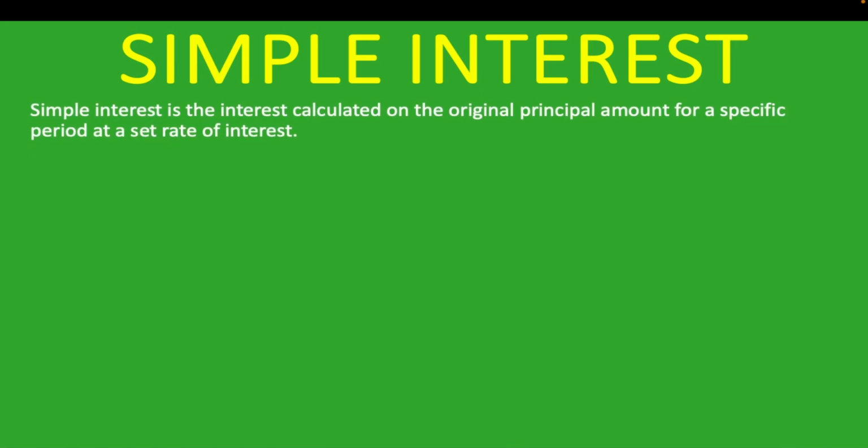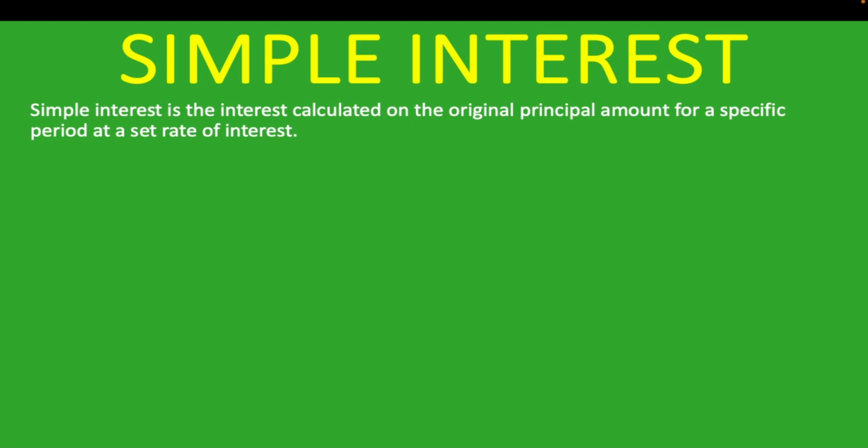So what is simple interest? Well, simple interest is the interest calculated on the original principal amount for a specific period at a set rate of interest. And so basically what we are calculating here is how much interest there is in a particular scenario, whether you're taking out a loan or whether you're investing into a specific project or you're just putting money away in a fixed deposit or a money market account. We are calculating how much interest you will have earned.